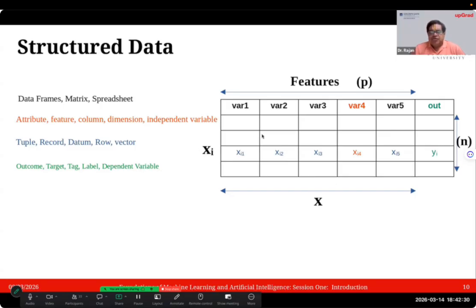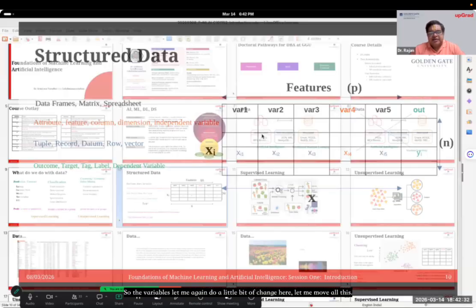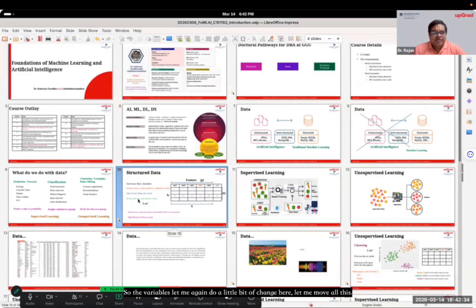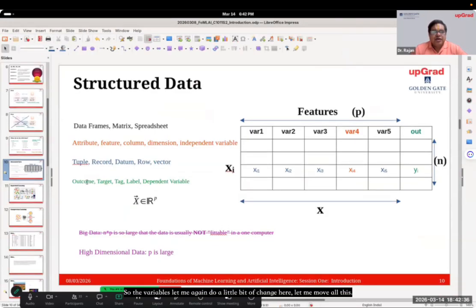Now, so the variables, let me again do a little bit of change here. Let me move all this.